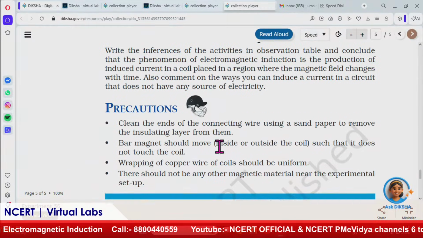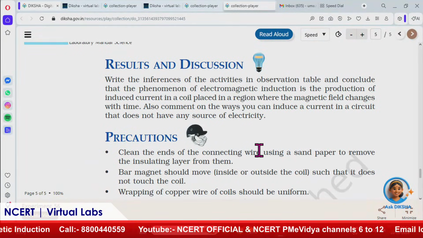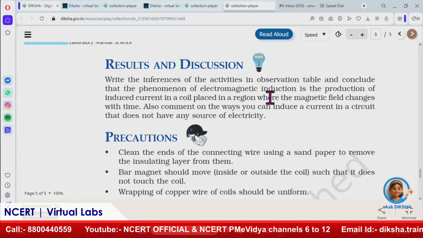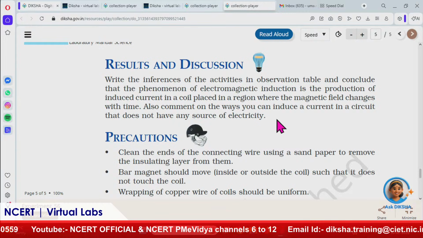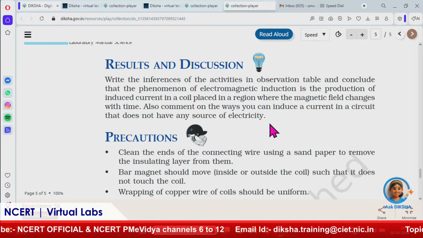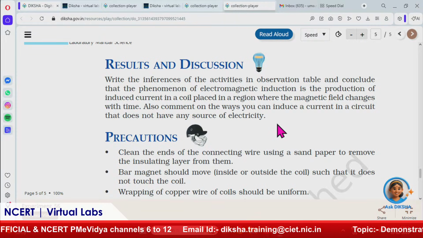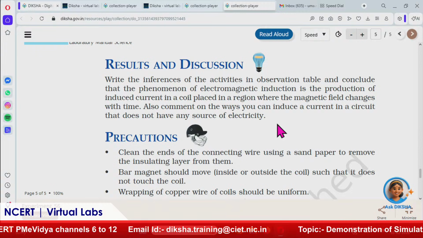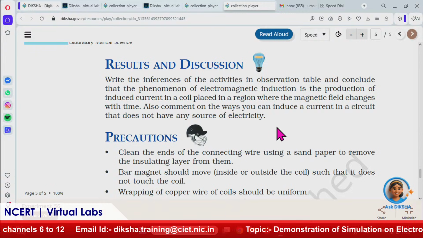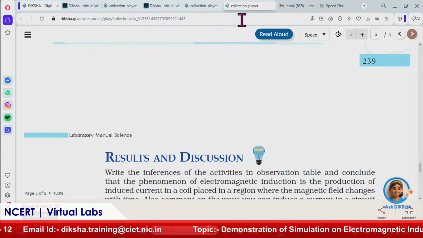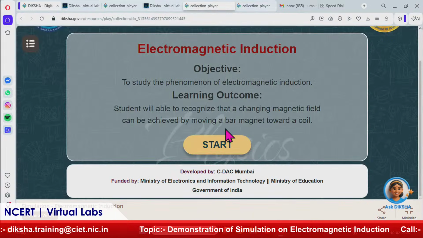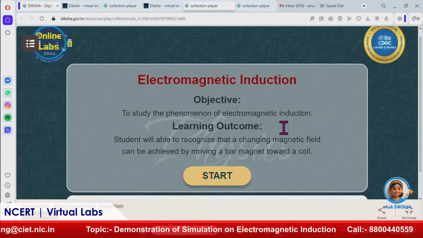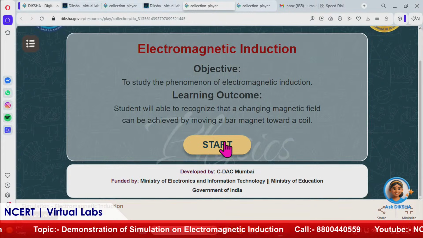then we will go back directly to this practical. We observed that the electric induced current is produced when there is a relative change in the coil or the bar magnet. Okay, so we will go to the experiment. So this is a simulation part. Okay, let's start it.